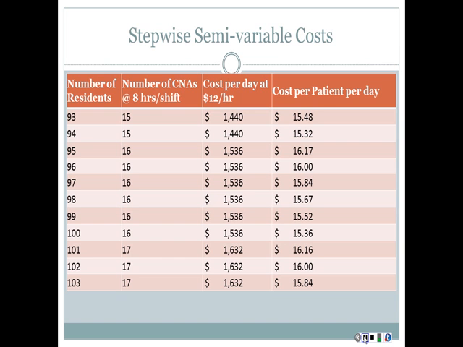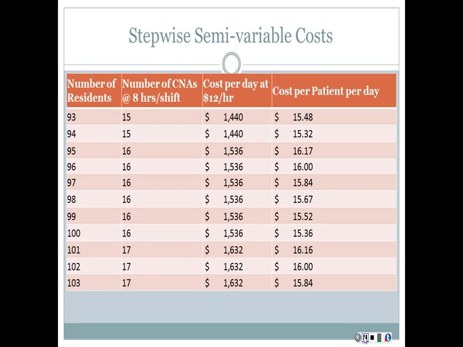And of course, if we added another resident, that cost came down because we were dividing the number of CNAs between 94 instead of 93 patients. But when we get to that point where we reach that threshold and we need another CNA, the cost per patient jumps up to $16.17 per patient day. Now, because we've added one more CNA, the total cost is $1,536.